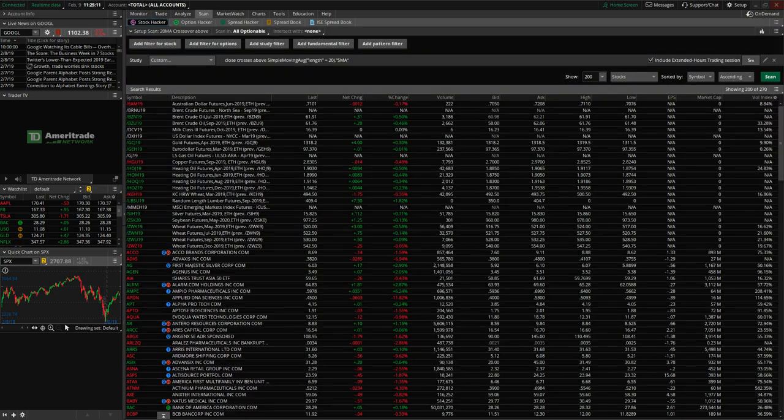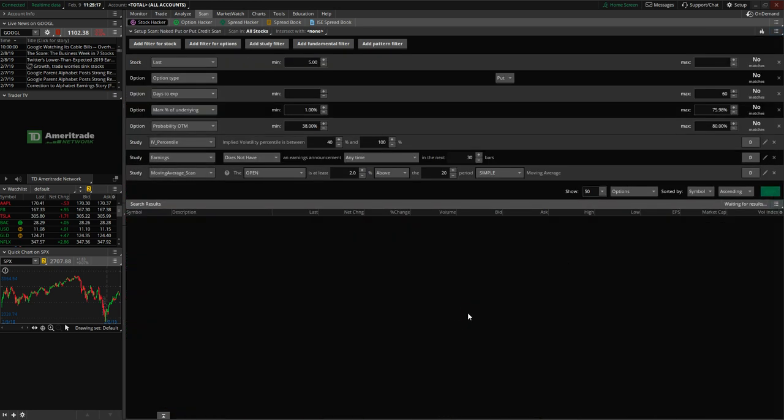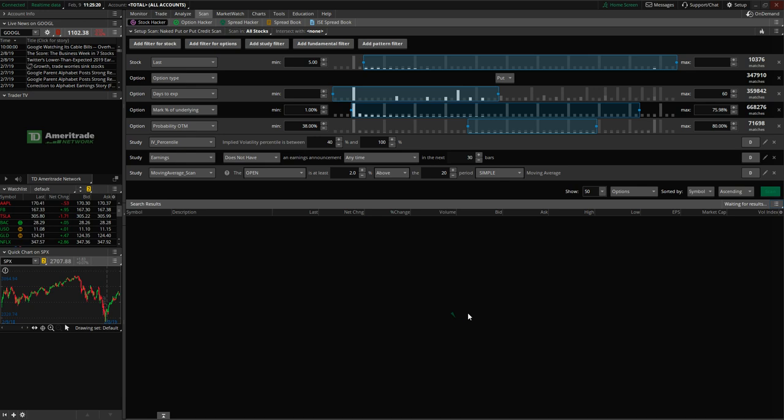It's just a good scan to have. Another one that I use quite often, especially for what we do at Income Switch, is our naked put covered call scan. What this is doing is looking for puts at a price of $5 or above, expiration within 60 days, and a probability of out of the money between 30 and 80%, with a volatility of at least a minimum 40%. It does not have earnings within 30 bars, which is 30 days, so no earnings within the next month, and a price at least 2% above the 20-day simple moving average.